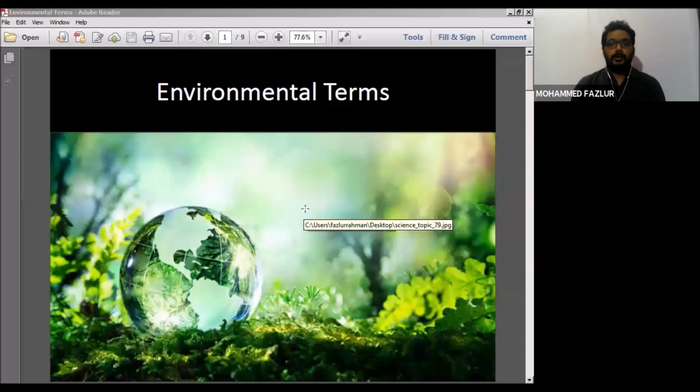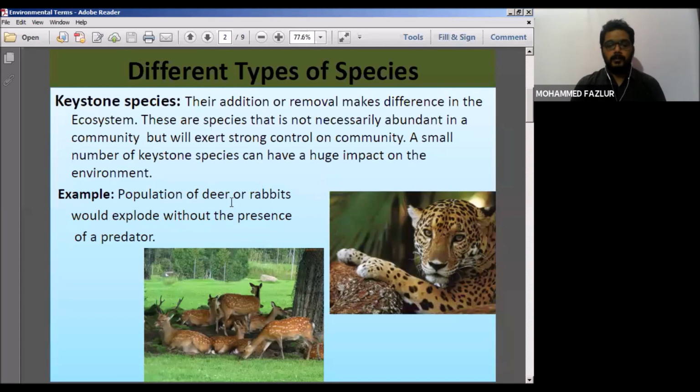Today we are going to study a few important terms which are part of our environmental syllabus. So here I will start. We'll be studying different types of species and also a few questions. I mean, we'll take what was being asked in UPSC in the previous papers.